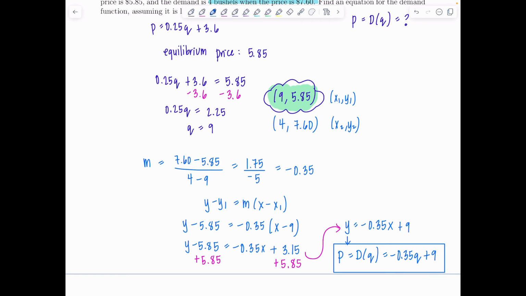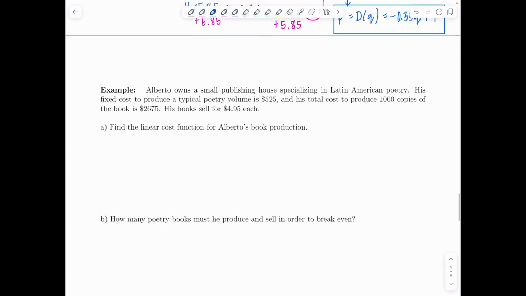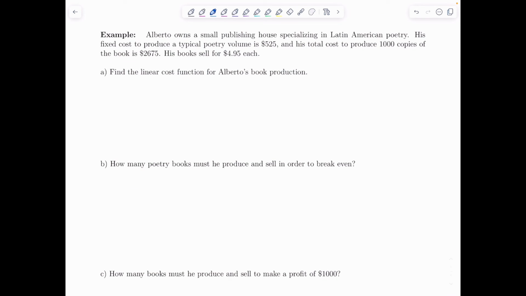Okay, let's look at one more example, and we're going to build on the concept of profit. Alberto owns a small publishing house specializing in Latin American poetry. His fixed cost to produce a typical poetry volume is $525. His total cost to produce 1,000 copies of the book is $2,675. His books sell for $4.95 each. Part A says: find the linear cost function for Alberto's book production.